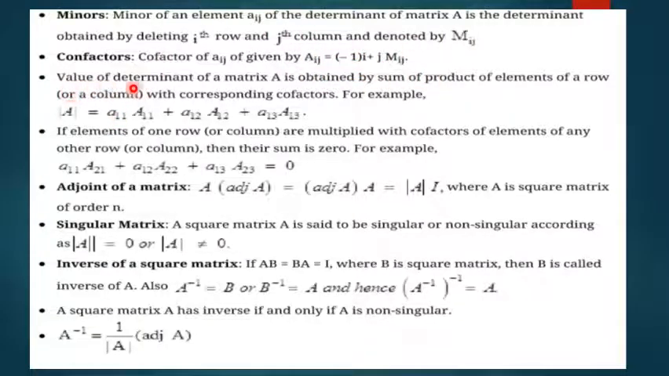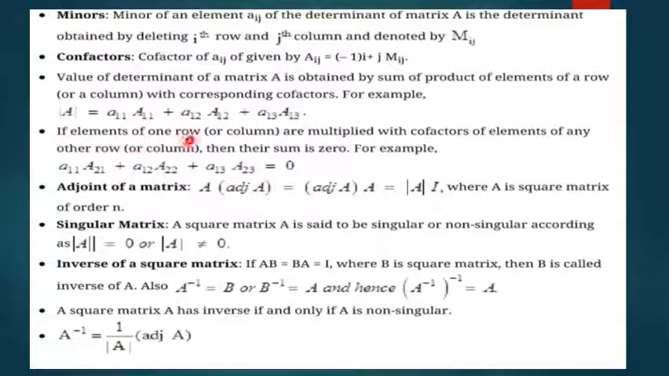Then the value of the determinant of a matrix A is obtained by the sum of products of elements of a row or a column with corresponding cofactors. For example, see, this is the value of the determinant of matrix A. It's obtained by the sum of products of elements of a row or a column with corresponding cofactors. Now, using the cofactors formula, we can find cofactors, multiply them with the elements and get the value. This is the example of that.